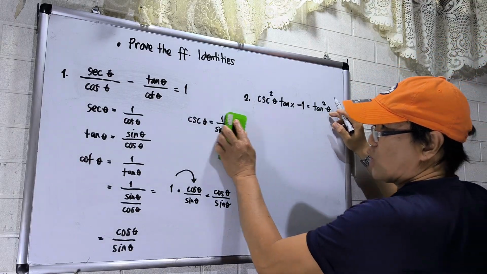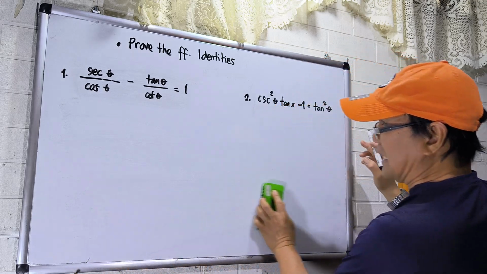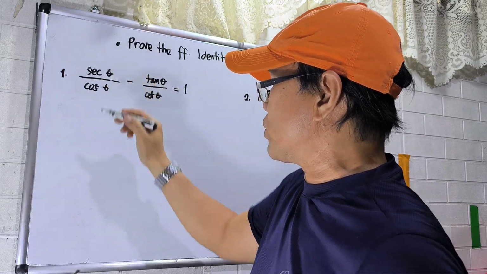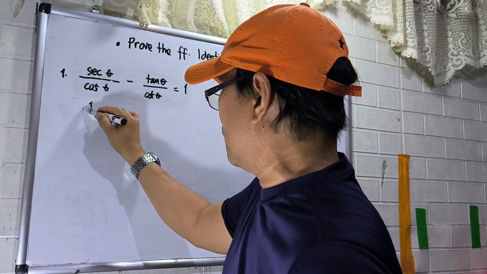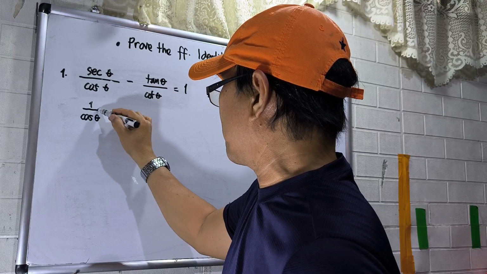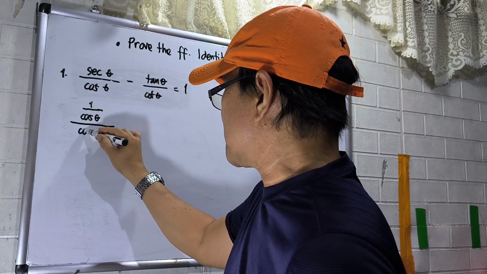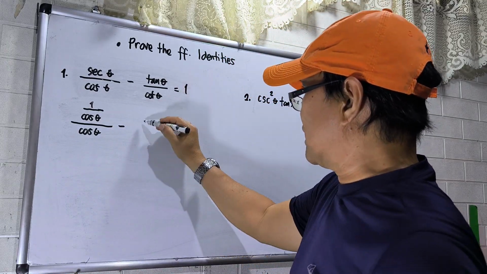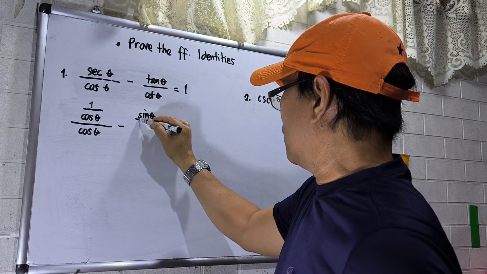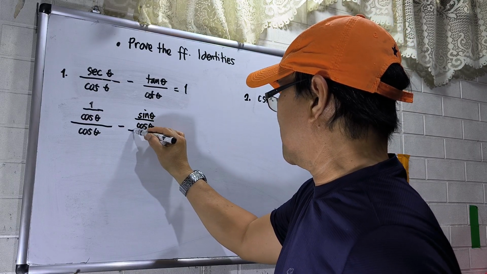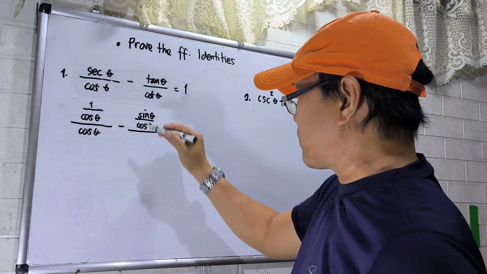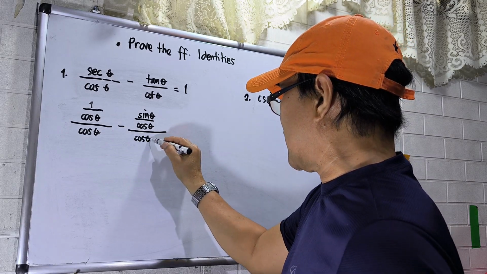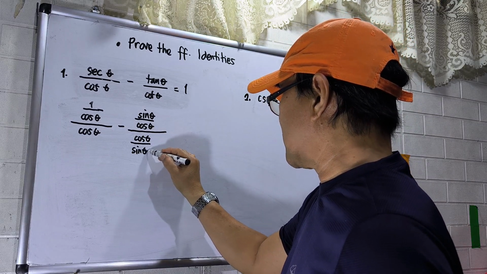So, I will start solving number 1. I will prove that the left side and right side will be equal to 1. I will break this one. Secant theta will be 1 over cosine theta. Then, this will be over cosine theta minus tangent, which is sine theta over cosine theta. Cotangent is the reciprocal, the upside down of tangent. That will be cosine theta over sine theta.